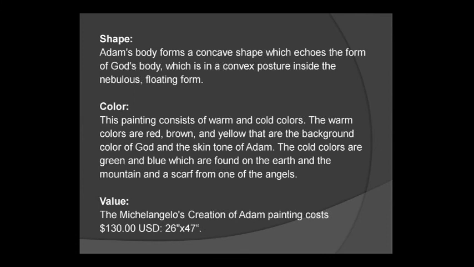Then the shape. Adam's body forms a concave shape which echoes the form of God's body, which is in a convex posture inside the nebulous floating form. And the color, this painting consists of warm and cold colors. The warm colors are red, brown, and yellow that are the background color of God and the skin tone of Adam. The cold colors are green and blue, which are found on the earth and the mountain, and a scarf from one of the angels.